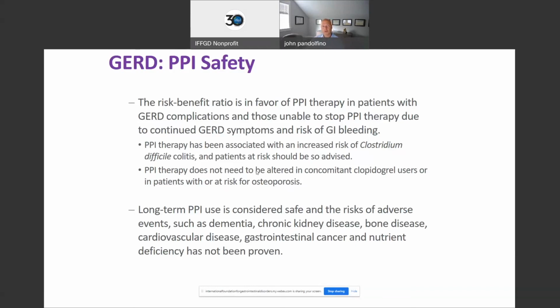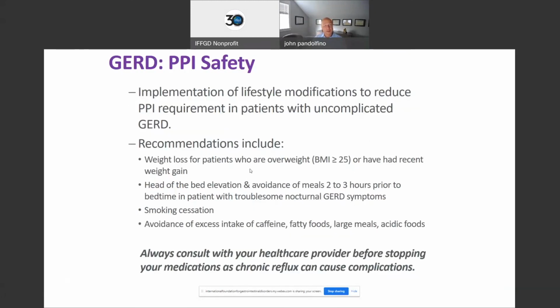And once again, we think that the risk-benefit ratio in the right patients is highly in favor of continuing the PPI. Now, in the end, when we discuss PPI safety, we still have to realize that lifestyle modifications to reduce PPI requirement are still very important, especially in patients with uncomplicated GERD, because our ultimate goal is to get you on the lowest effective dose of medication. And these recommendations would include weight loss for patients who are overweight, head of the bed elevation and avoidance of meals 2 to 3 hours prior to bedtime in people with nocturnal symptoms, and then, of course, smoking cessation, because this is something that we should be doing for everybody.